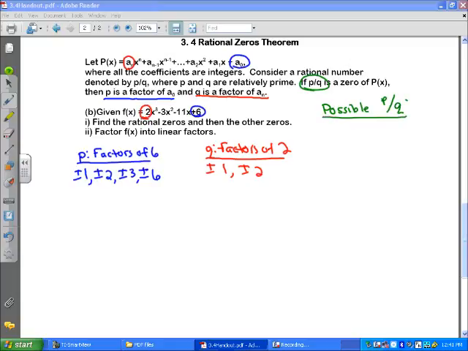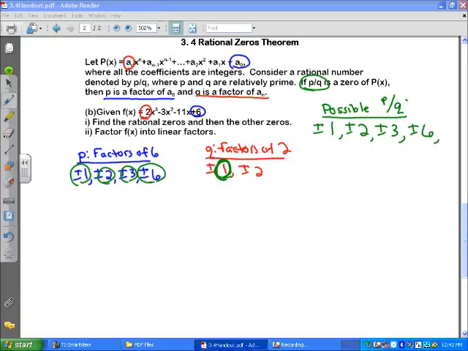Okay, so let's do this. Let's start with 1. This is a P over a Q. 1 over 1 is 1. Let's go from there. 2 over 1. And again, I'm including the plus and negative. 3 over 1. 6 over 1.